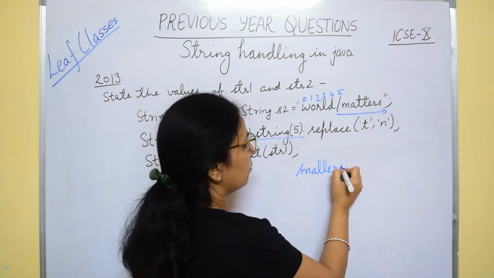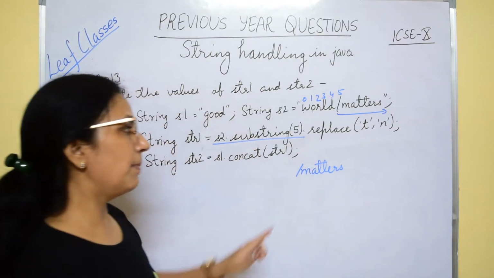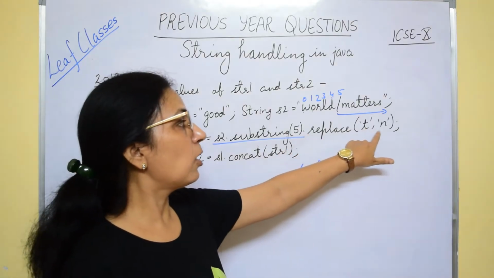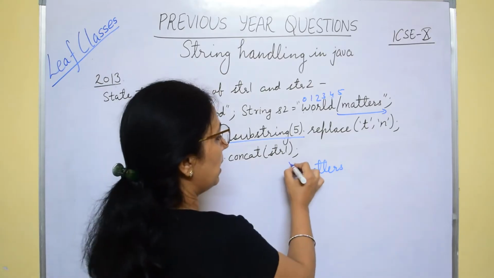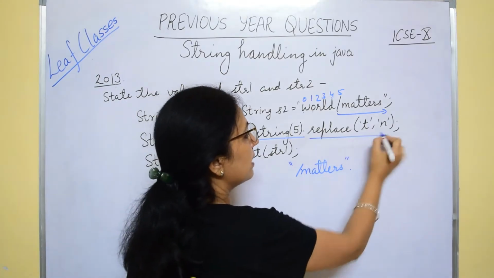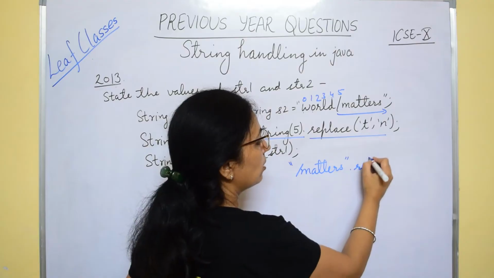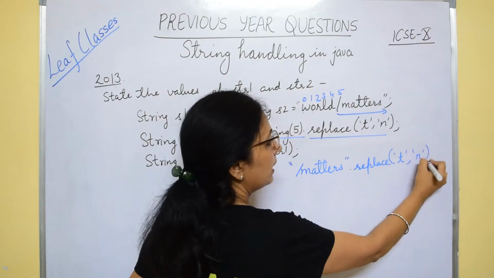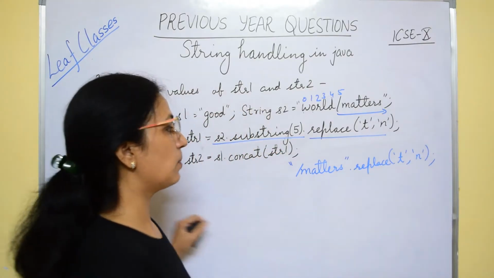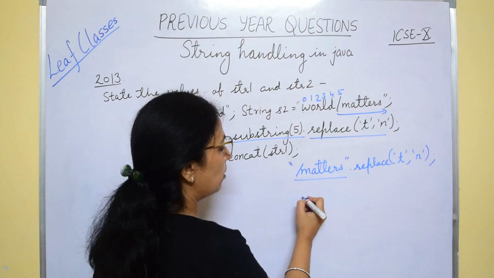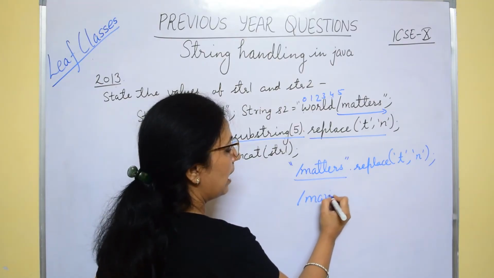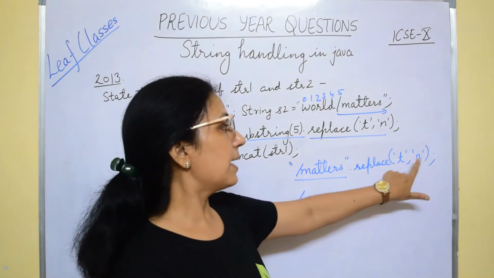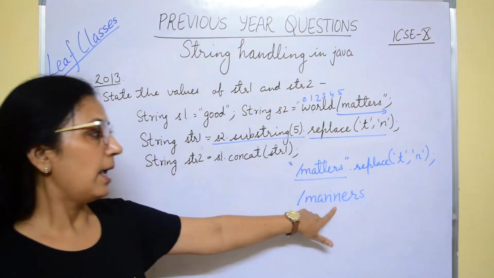So it is 5/matters. But here dot replace t comma n. So this will be used as string for this function. So here dot replace t comma n, that means wherever t is occurring, that will be replaced by n. What will be your output? /MANNERS. Wherever t is there, that is replaced by n, right?